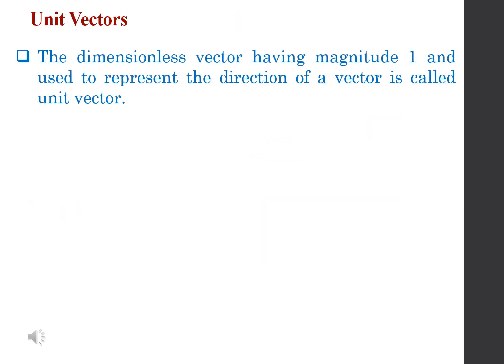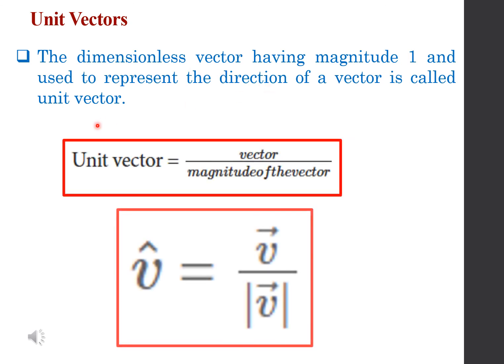Unit vector. The dimensionless vector having magnitude 1 and used to represent the direction of a vector is called a unit vector. It is represented by a hat above the vector quantity. Its formula is: unit vector equals the vector divided by the magnitude of the vector. So the vector is divided by its magnitude, which gives its unit vector.